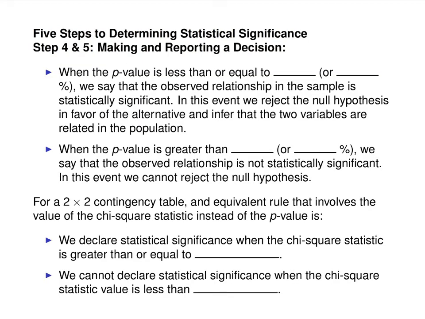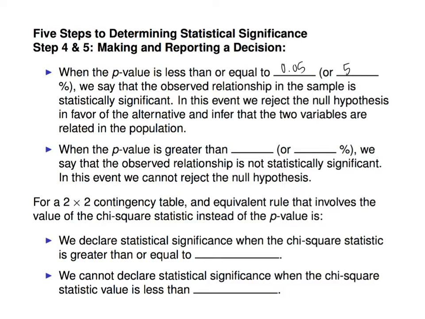Okay, now the last steps 4 and 5 are to make and report a decision. So when the p-value is less than or equal to 0.05 or 5%, we say that the observed relationship in the sample is statistically significant. In this event, we reject the null hypothesis in favor of the alternative, and we infer that the two variables are related. Doesn't mean one causes the other, they're just related.